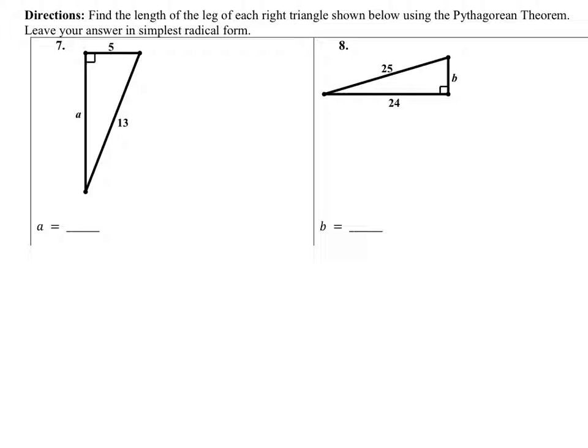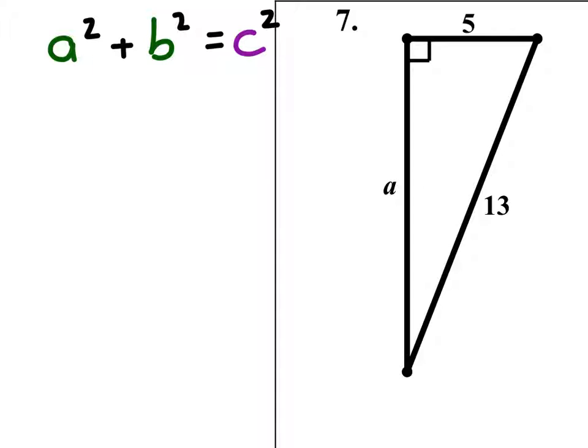Alright, this says that we should be using the Pythagorean theorem. We have been the whole time, so it's not a problem. But we may have to simplify these into simplest radical form. So I got a squared plus b squared equals c squared. However, on this one, notice we got this leg, so I can replace one of the legs with 5. But this other length is the hypotenuse. So I need to replace the c in this case with 13.